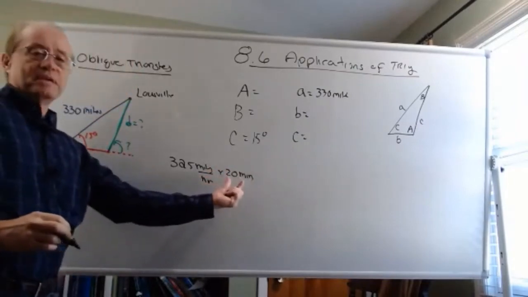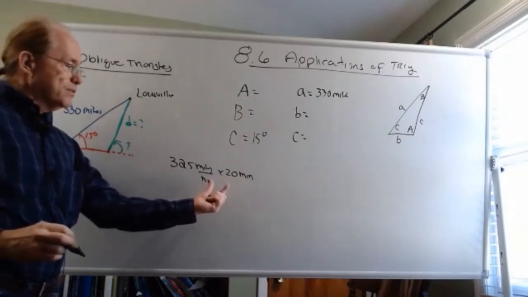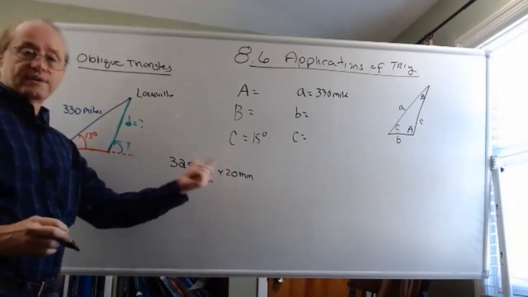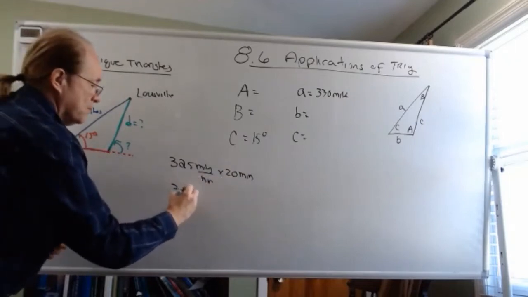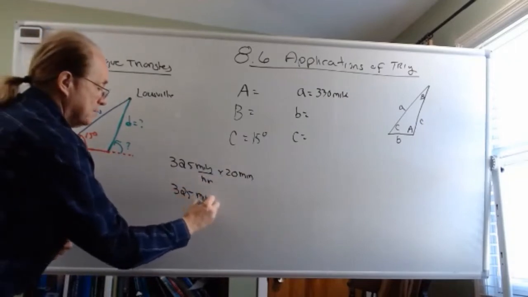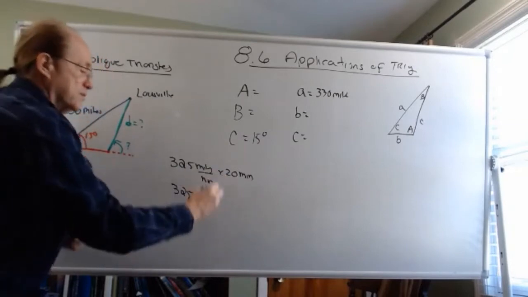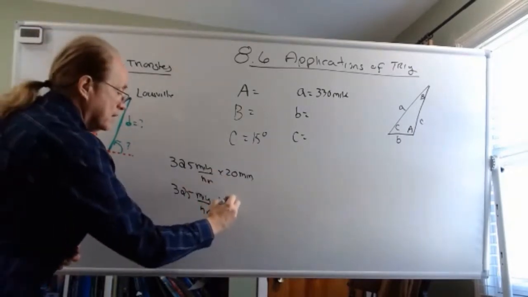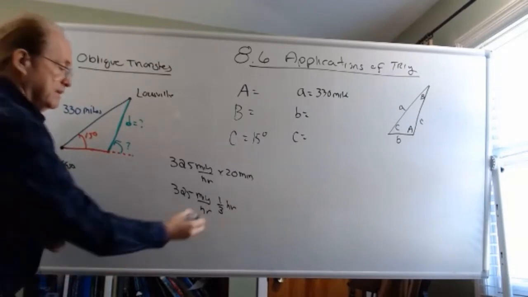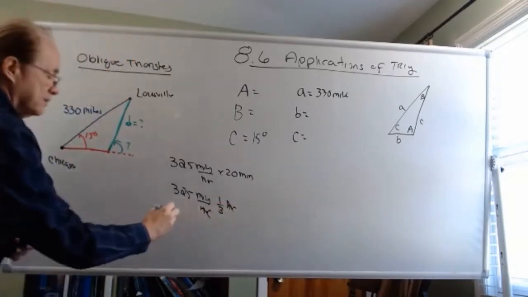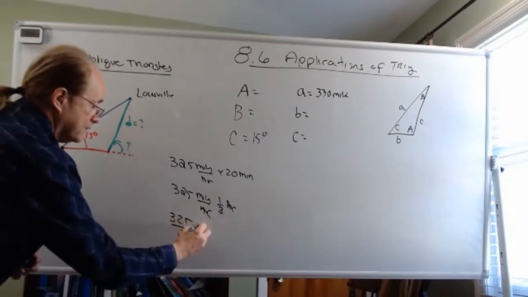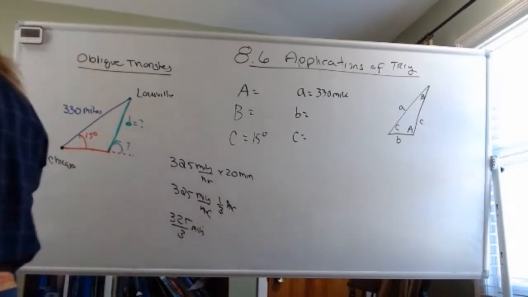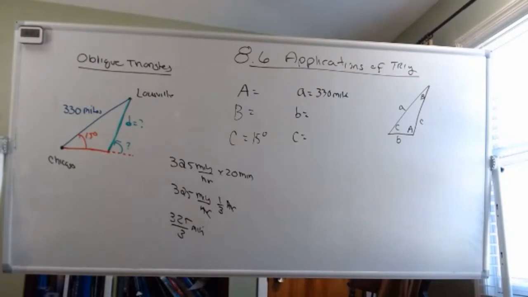Well, this is in minutes. I need to plug this into hours, so that's essentially 1/3 of an hour. So I can change my minutes to hours, so I get 325 miles per hour. 20 minutes is 1/3 of an hour. So the hours cancel out, and that just gives me 325 over 3 miles. So I just plug that in and get an approximation for that value.